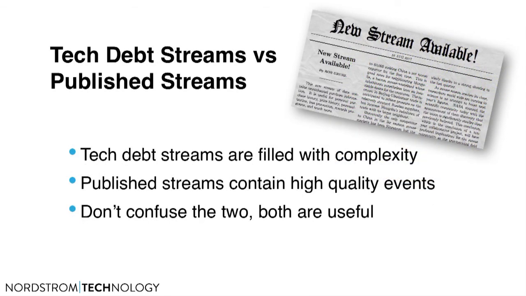As we've looked at streams, I think we found that there's two fundamental kinds of streams, and what I'm calling tech debt streams and published streams. So a tech debt stream might be something like you've got an Oracle database and you've got Golden Gate and you're doing a change data capture off of that and you're dropping it onto a stream. Right? You've got all these table updates, and it's really hard to understand. There's a lot of technical context.